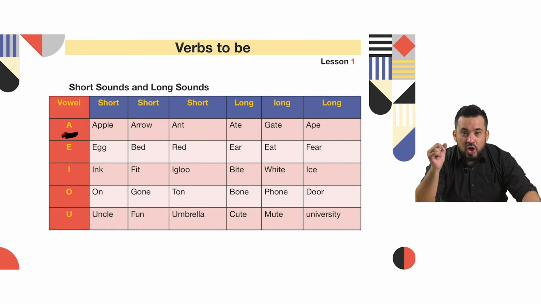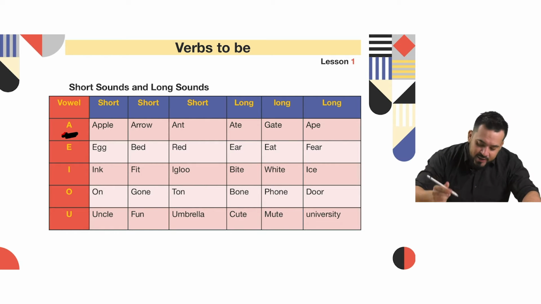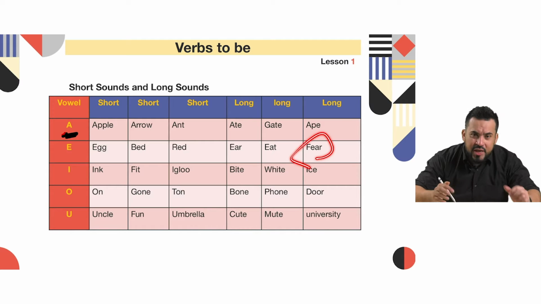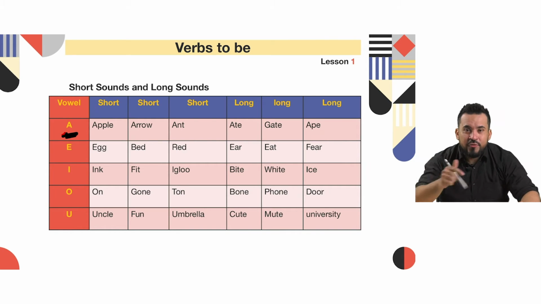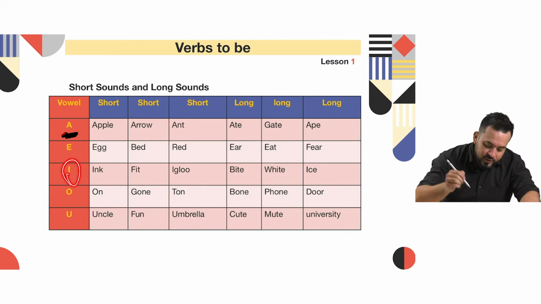Now let's take a look at the long vowel E. Long vowel E is the letter itself. E, as in ear. Eat. Fear. All right, let's move on and take a look at the letter I.